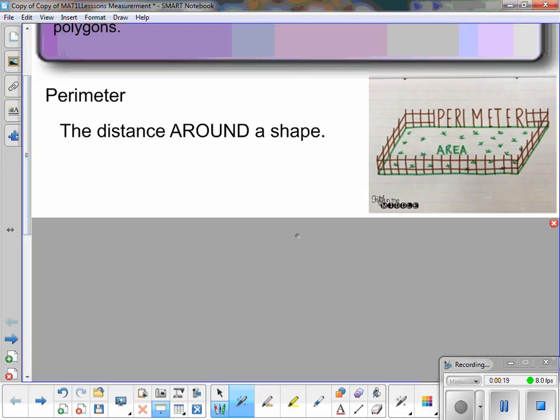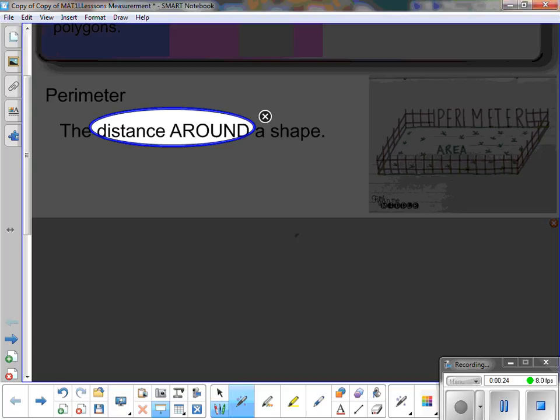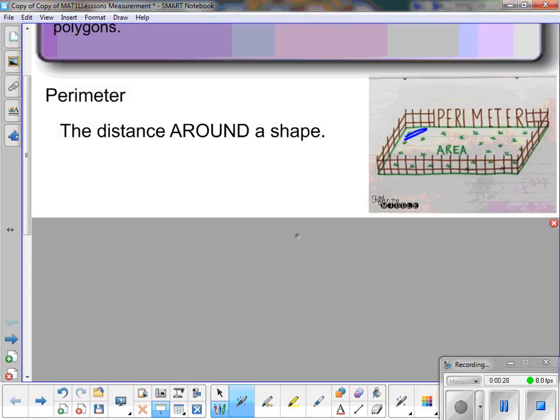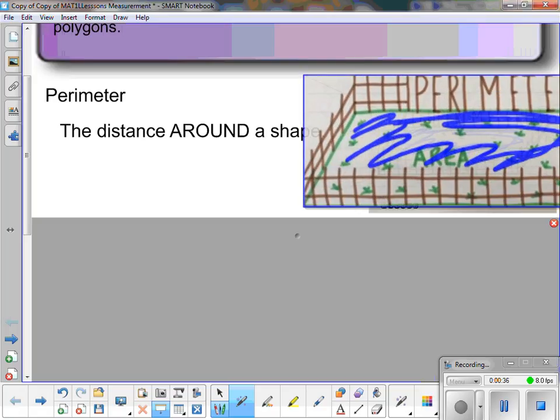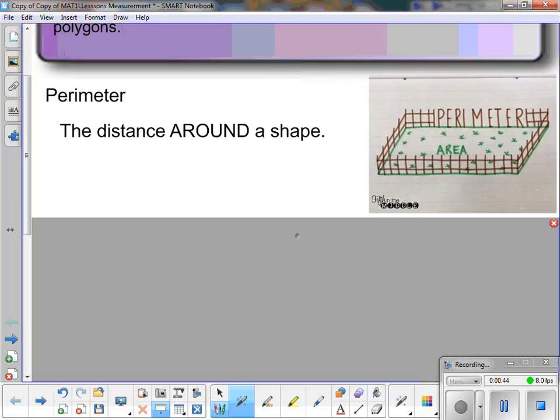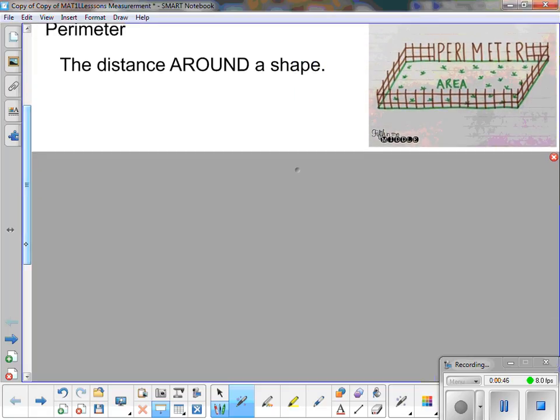So perimeter is always the distance around a shape. So it's the distance around. If you look at my diagram here, you can see that inside we have area, that's the green part, and my fence that goes around is the actual perimeter. So I'm only interested in what it would take for me to fence off an area, or how much string it would take. So let's look at a few examples.